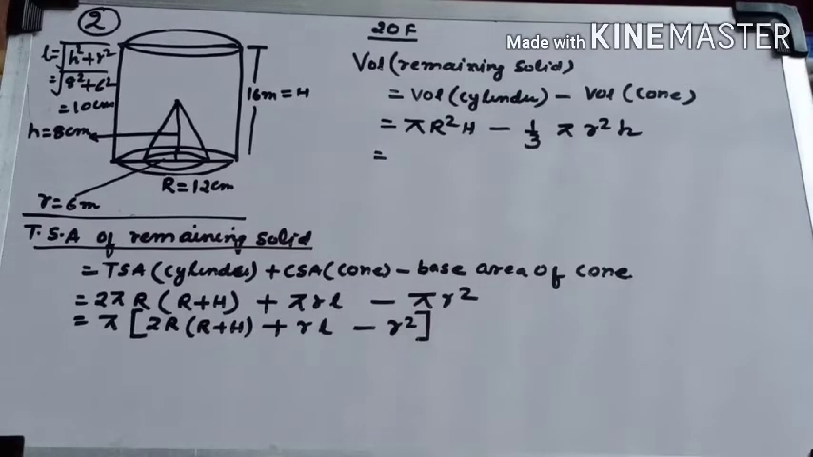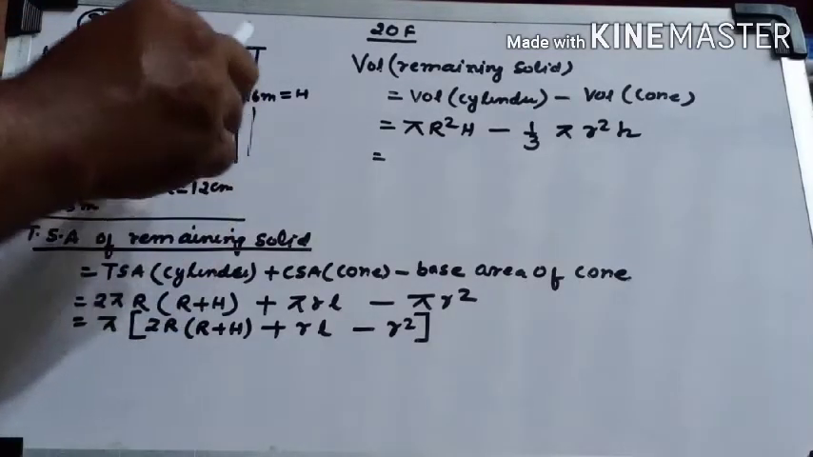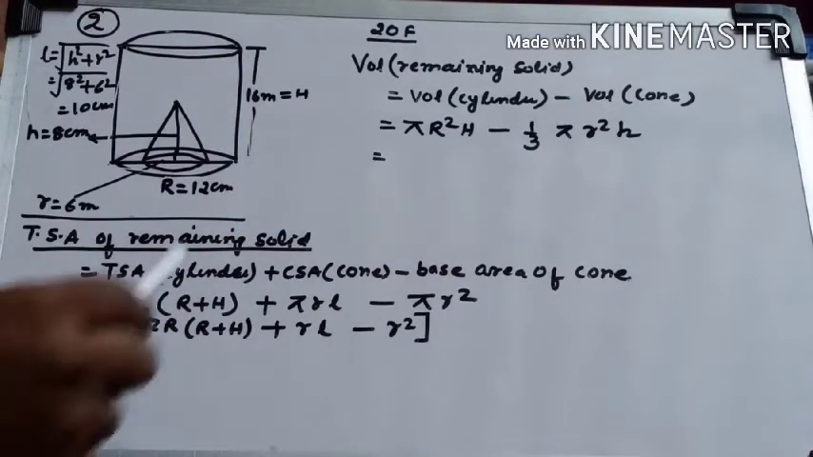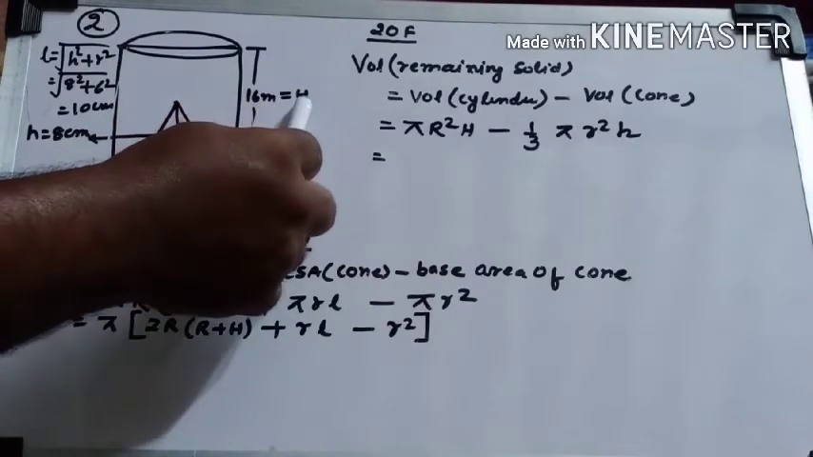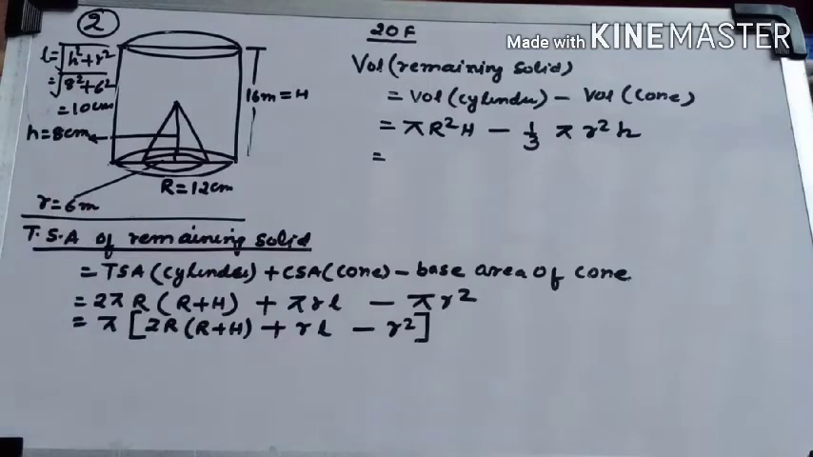But we are in chapter exercise 20F, question number 2. Question number 2 says from a solid cylinder. So a cylinder is drawn here. Dimension of cylinder is given. Height is given 16 centimeter, considered as capital H. Radius of cylinder is given 12 centimeters, so 12 centimeter.